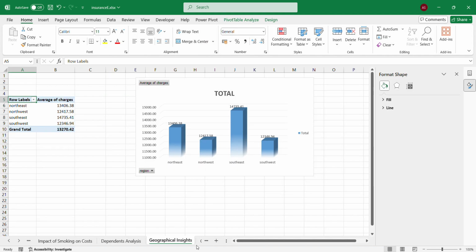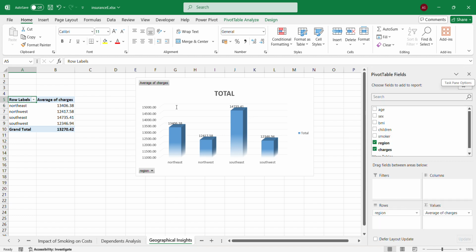Then we move forward to the geographical insights. In geographical insights, on the basis of region, we calculate the average of charges, and as per the chart, it clearly shows that the southeast region has more charges as compared to the other regions.